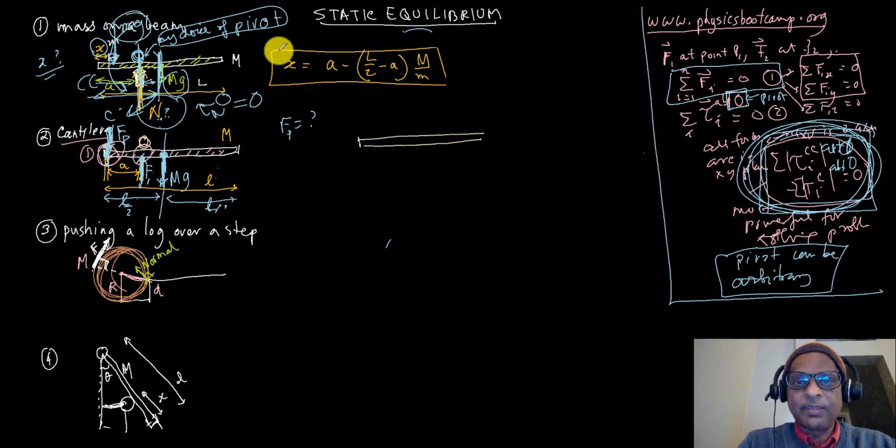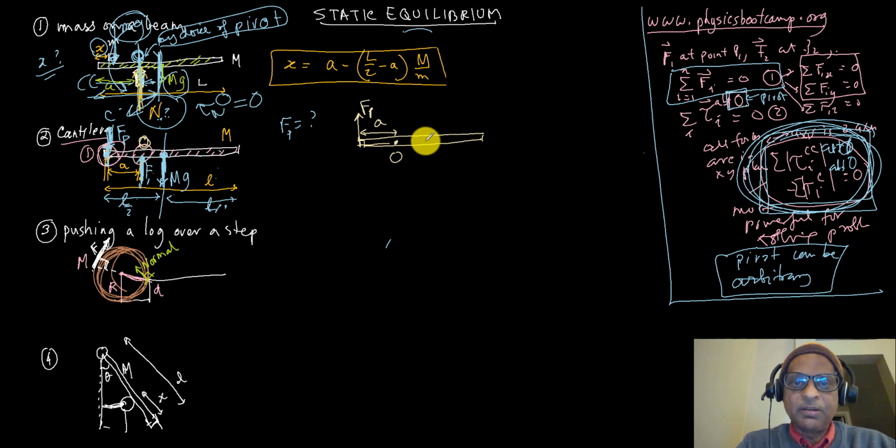So it's almost like that problem. So this is O, and FP is that way, and this is going to be the lever arm, because from here I draw 90 degrees. So a is the lever arm, and mg is that way, and this is L over 2, so this would be L over 2 minus a.